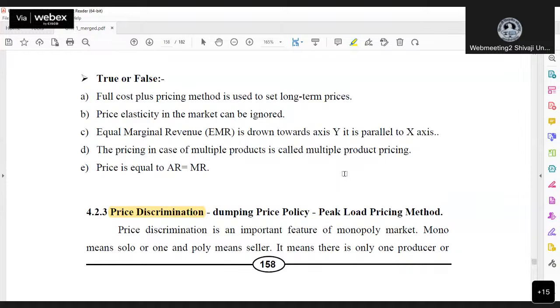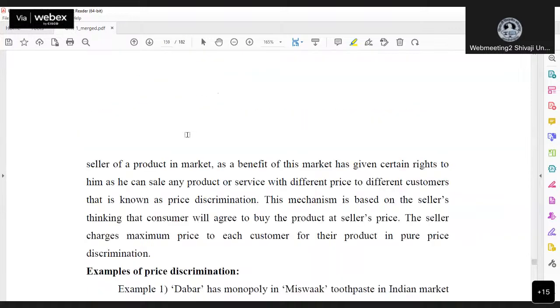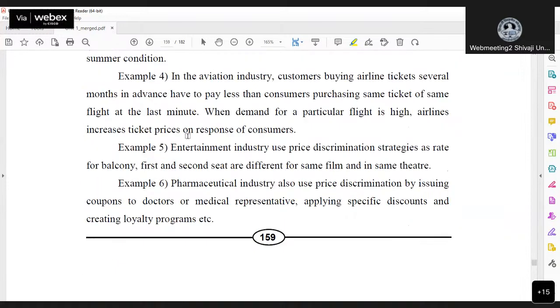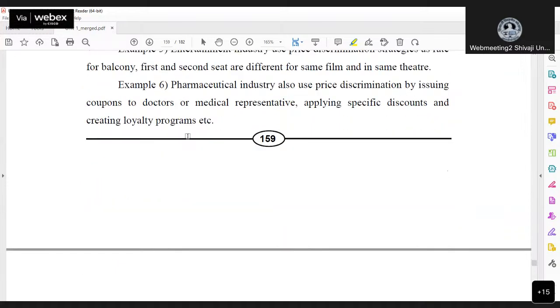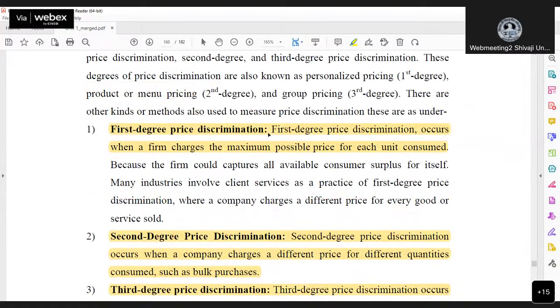And apart from that, your understanding will reach its highest peak. That is our only objective. Here, price discrimination. Price discrimination means what? Different prices for different categories, different products, different regions. Types of price discrimination, first degree.